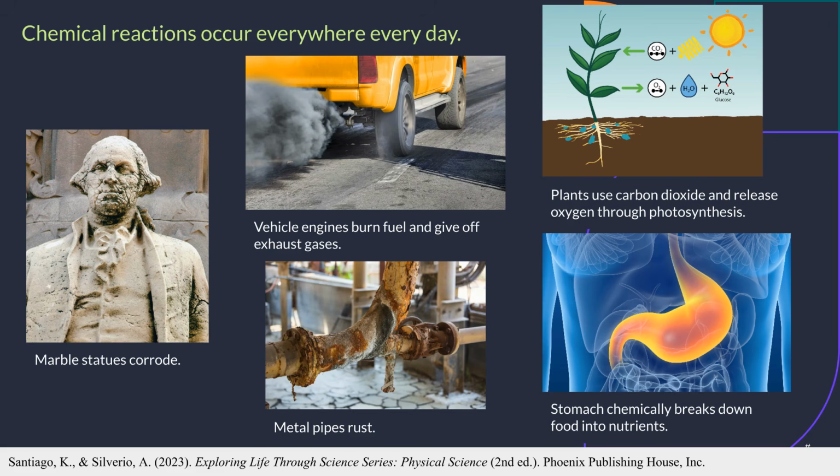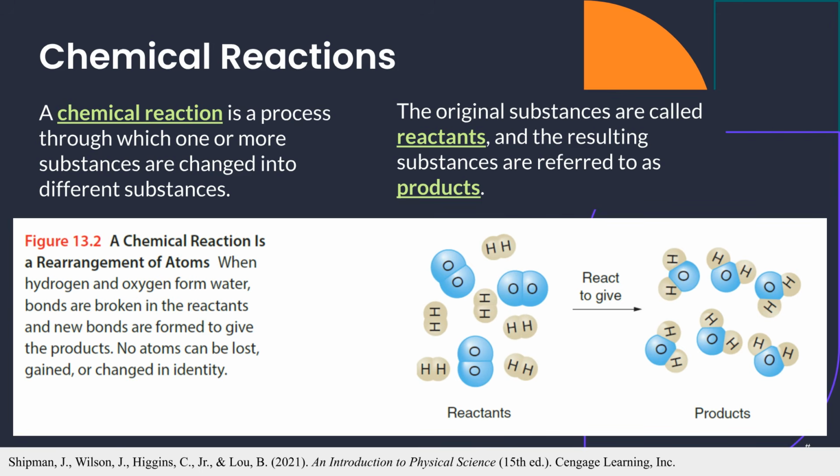Next, let us define what a chemical reaction actually is. A chemical reaction is defined as a process where substances transform into entirely new substances. The original materials you start with are called reactants, and the new substances that form are called products. As the diagram of water formation shows, the atoms in the reactants are simply rearranged to make the products. Bonds are broken and new bonds are formed, but no atoms are created or destroyed. This is like dismantling a Lego castle to build a Lego ship. You are using the exact same blocks to make something completely different.